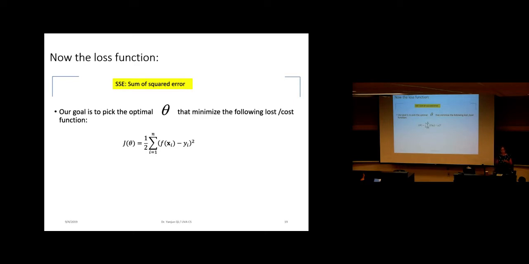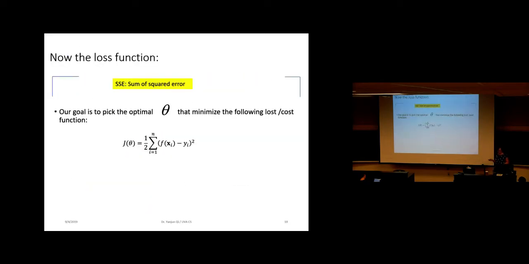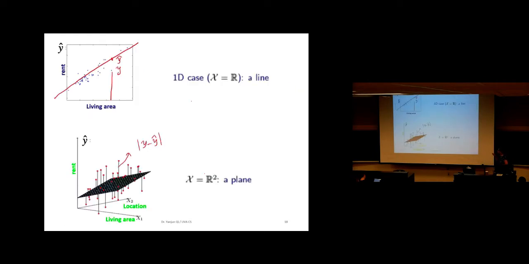The loss function we're going to use is called the sum of squared error. Our goal is to pick the optimal theta to minimize this function, which we already showed here. It's f(x) minus y, taken quadratically, over all the training y. In the 1D case, it's really these differences: this is my given y, this is my predicted y. And in the 2D case, this is the given y, this is the predicted y. So keep that in mind. And what I should write here should be quadratic.